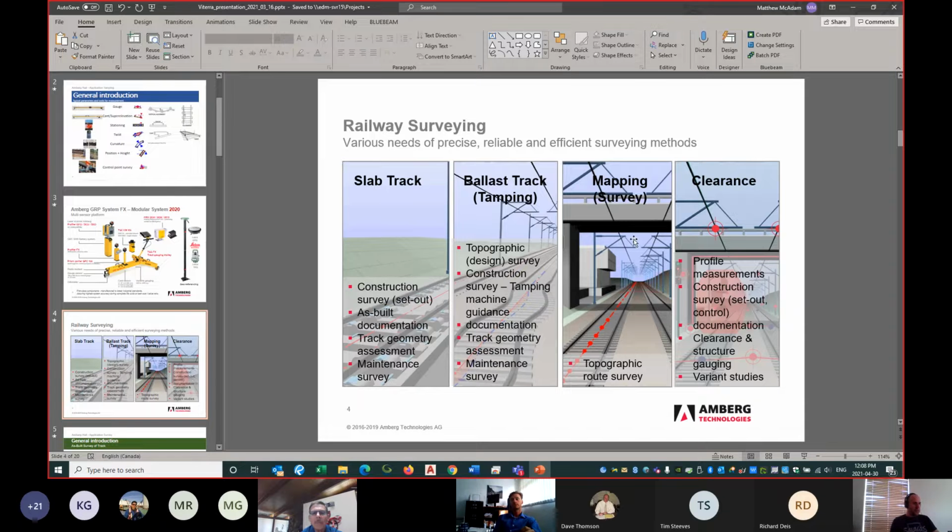So additionally, on top of that, you can do typical mapping surveys that could be done with the Amberg as well, and clearance surveys too. So there is a profiling option that you can put on it. Not that you really need it. I think you do that by other means, but I think the real effort for this is to use it for slab track installation, final ballast track setting, and as-builts.